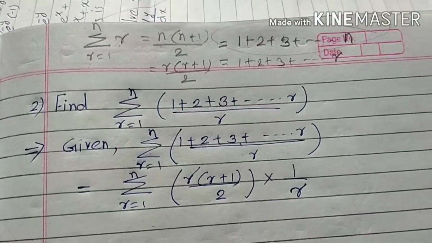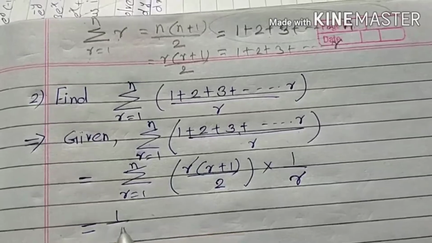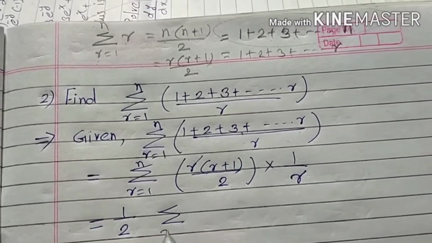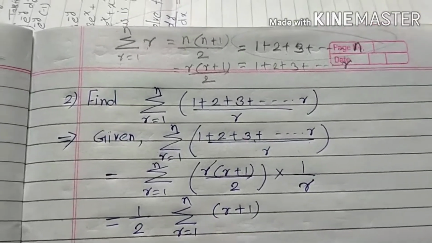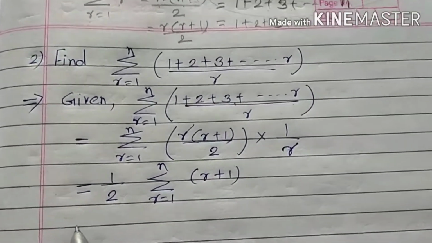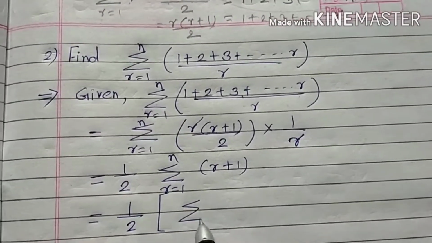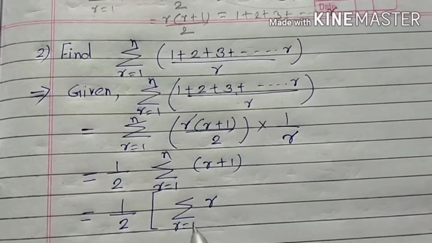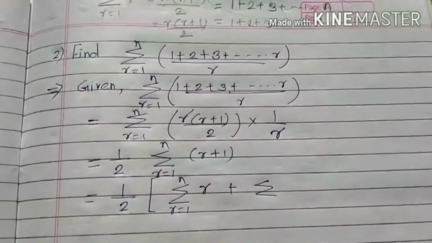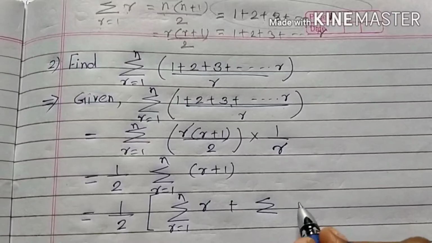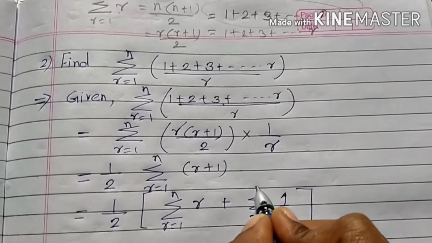Now this r and this r get cancelled. 1 upon 2 is constant, so take it outside of this summation. So remaining only summation of r from 1 to n, (r plus 1). These terms are remaining. Now next, summation on addition, so it is plus summation of 1, where r runs from 1 to n.